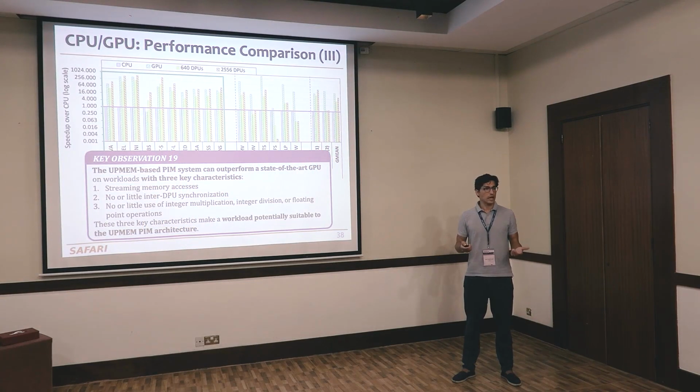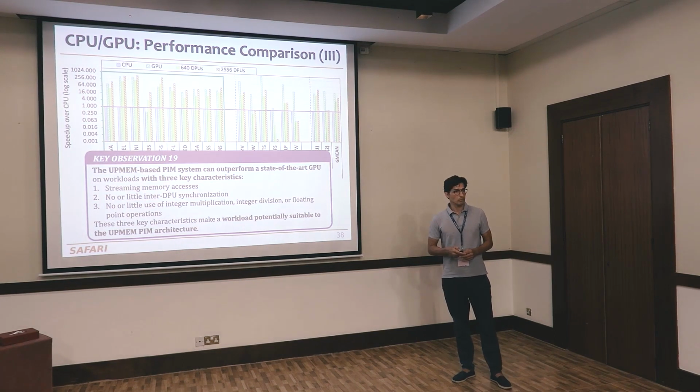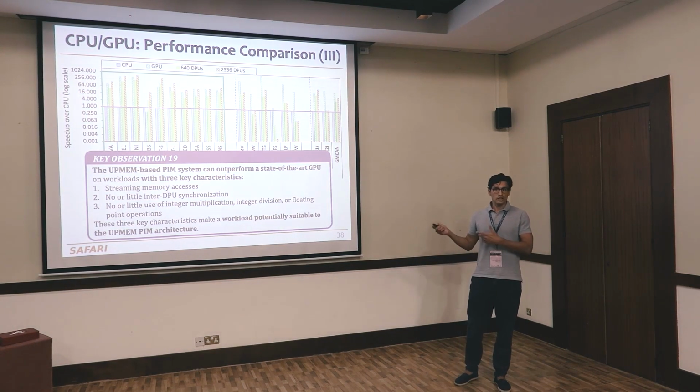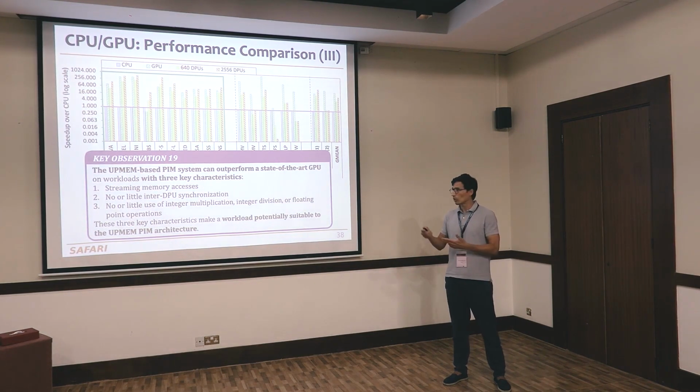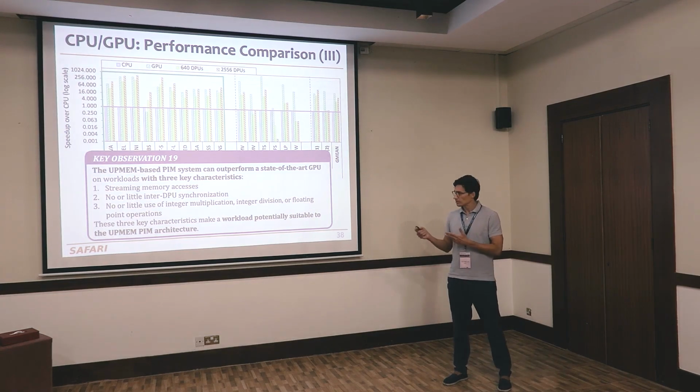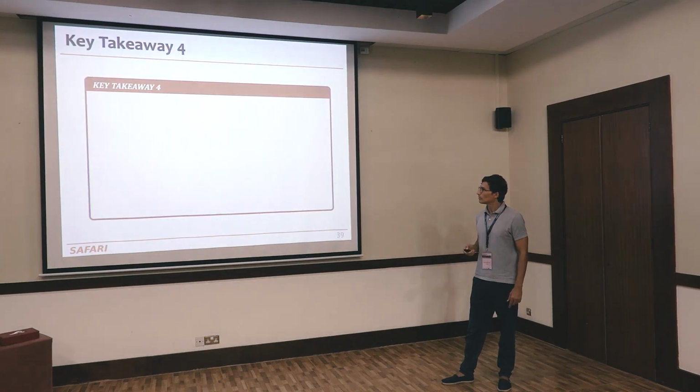If one workload has these three characteristics, then it's potentially suitable for the ABUMPIMP architecture. I would say that these are the most desirable workloads. That doesn't mean that we cannot get performance improvements for other workloads that also have random access patterns or straight access patterns. But this is the most desirable workload, the most desirable characteristics for a workload.